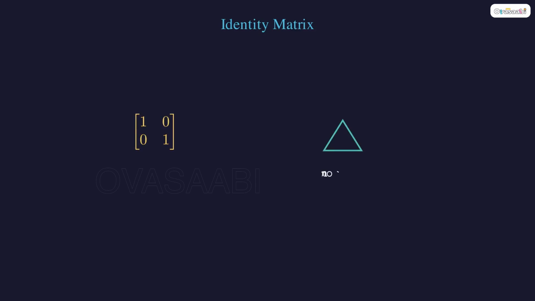The identity matrix keeps a shape unchanged. It's like multiplying by 1. Any point times this matrix stays where it is.